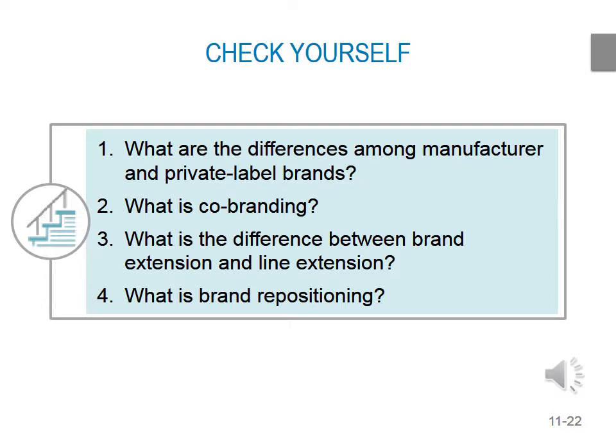Question 2. What is co-branding? Co-branding is the practice of marketing two or more brands together on the same package or promotion, like we discussed earlier, Pizza Hut and Taco Bell. Question 3. What is the difference between brand extension and line extensions? Whereas a brand extension uses the same brand name for a new product that gets introduced into new or the same markets, a line extension is simply an increase of an existing product line by the brand.